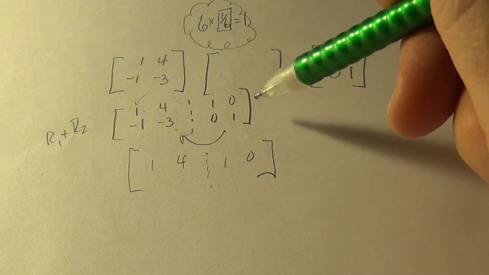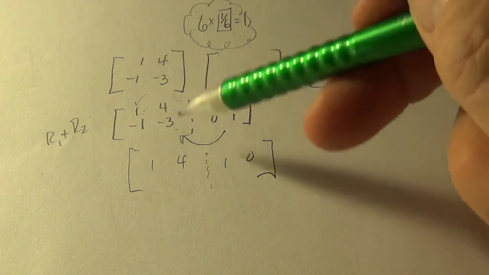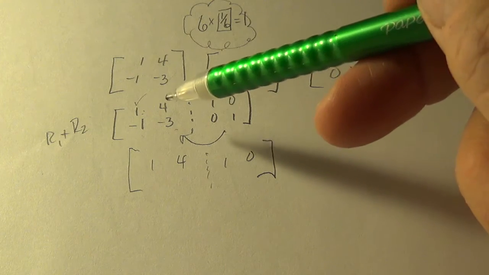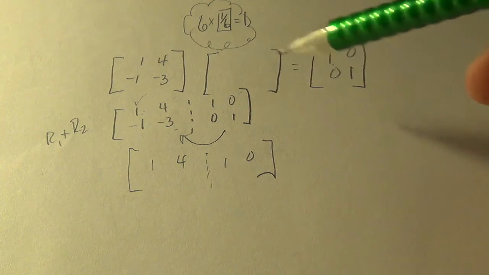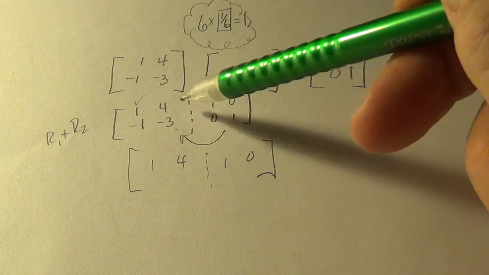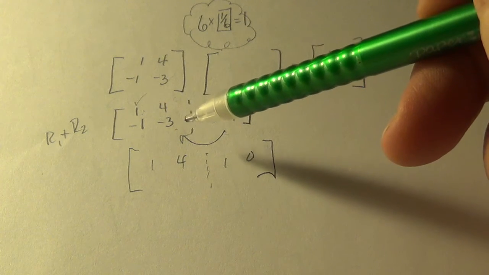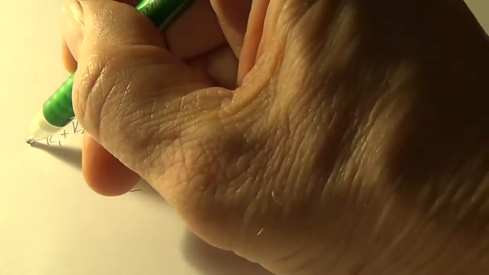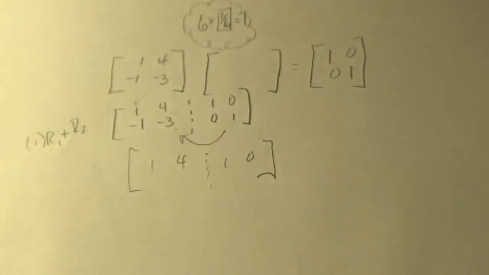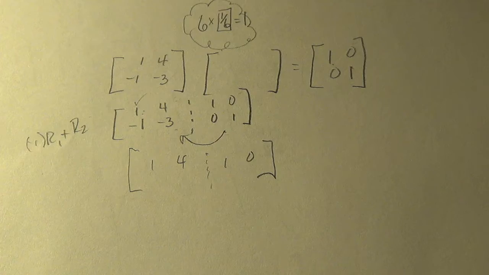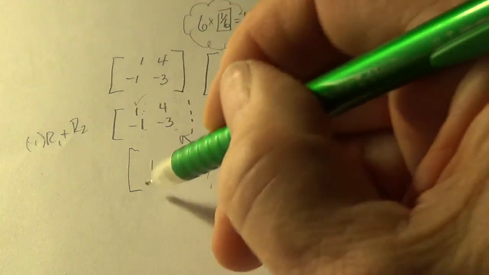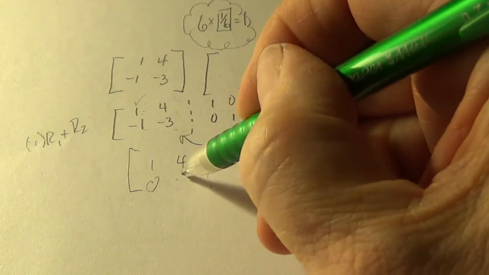Remember the 3 operations you can do. You can exchange any 2 rows, you can multiply any row by a number, and you can multiply a row by a number and add it to the other row, replacing that row. So that's really what I'm doing. I'm multiplying row 1 by 1 and adding it to row 2, replacing row 2. So I'm going to add these 2 numbers basically.